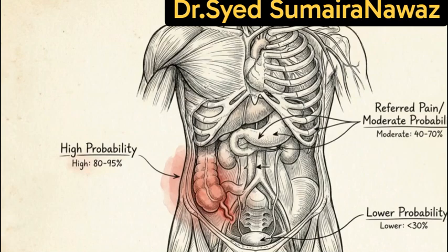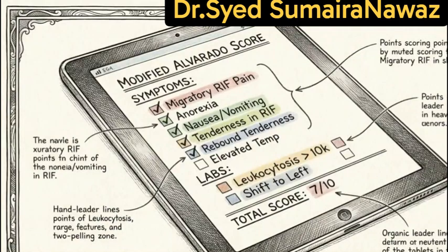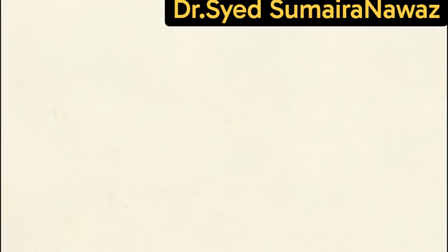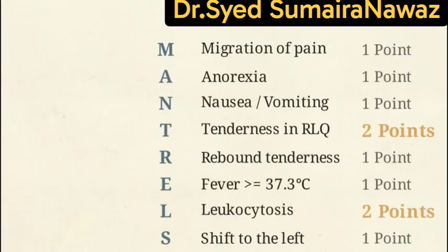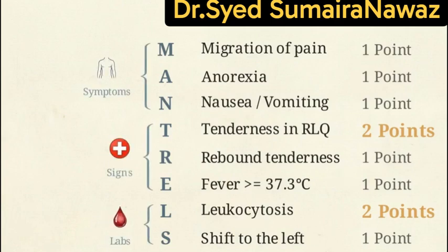With the patient stable, the focus shifts to calculating the probability of appendicitis using a non-invasive triage tool, the Modified Alvarado score. Often utilizing the MANTRELS acronym, this scoring system assigns specific point values based on the patient's presenting signs, reported symptoms, and those baseline inflammatory lab results.